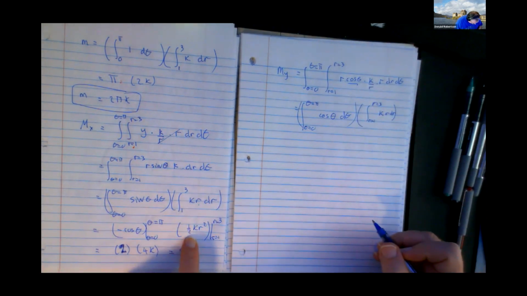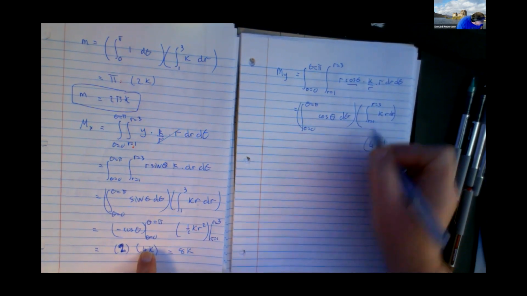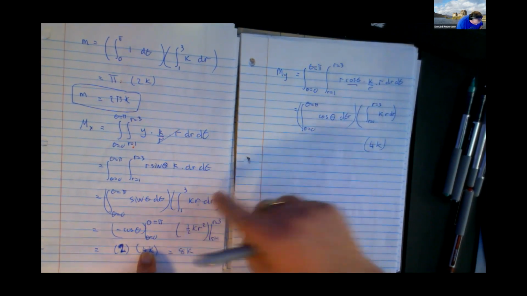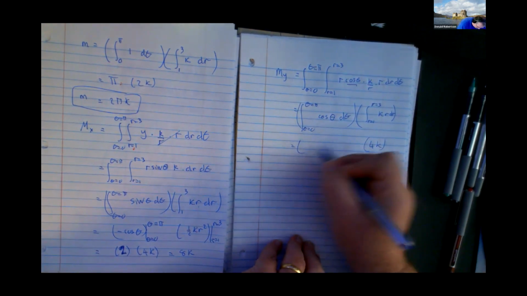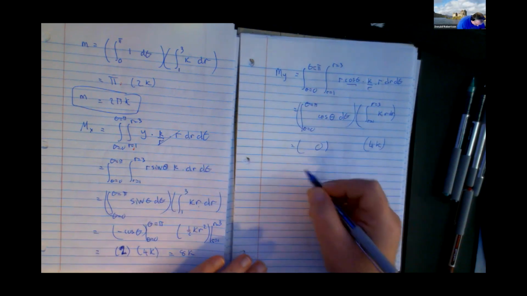Well, I've already done that guy, can't I? Just take that and call him 4k, because we've done it here. And what about this fella? That will be a big fat 0. Oh, okay.